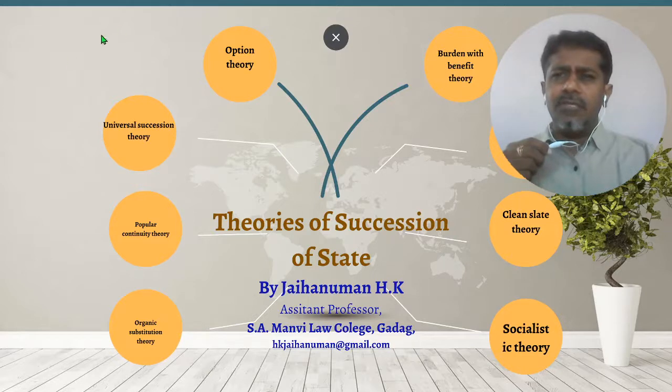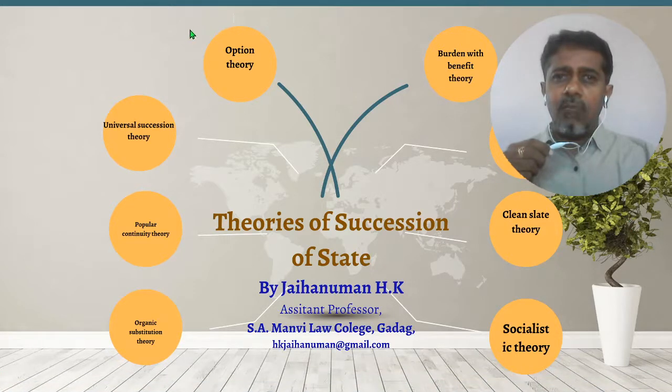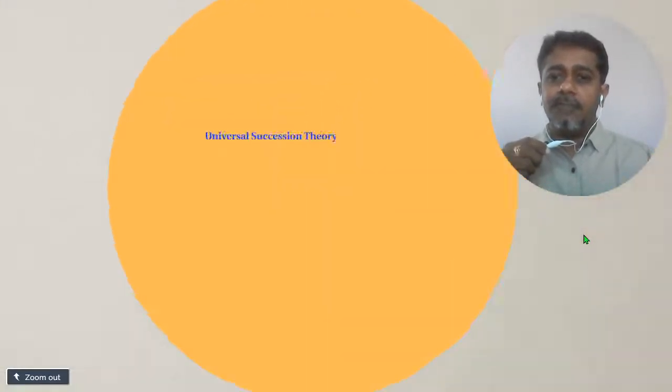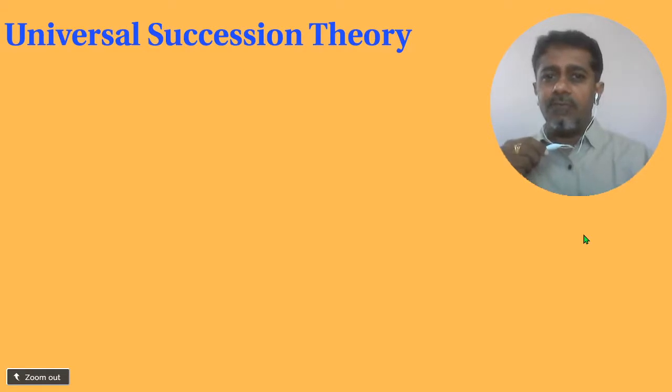There are a few more theories which some writers have included in their list, but I feel this broad network, an overview of these theories, is sufficient for our discussion of theories of succession of state. So let us start with the first one, the universal succession theory. What is this theory about, and who are its important propounders? These are a few things we'll be discussing.